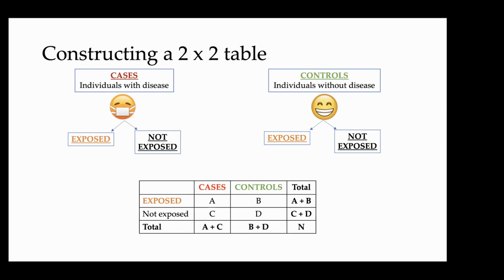If we look back to our visual that we were introduced to earlier, cell A is going to indicate our cases who were exposed. Cell B will indicate our controls who were exposed. Cell C will indicate our cases who weren't exposed. And cell D will indicate our controls who weren't exposed. And then our total number, N, is just going to be the sum of all A through D.